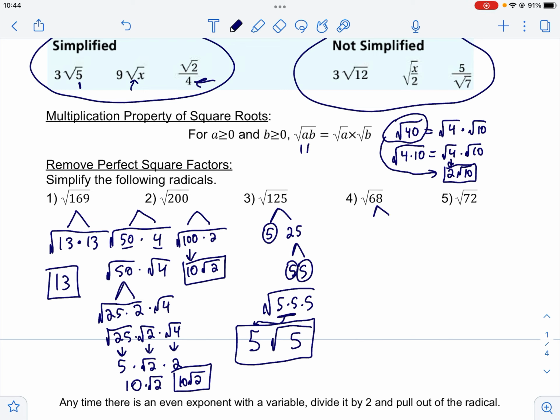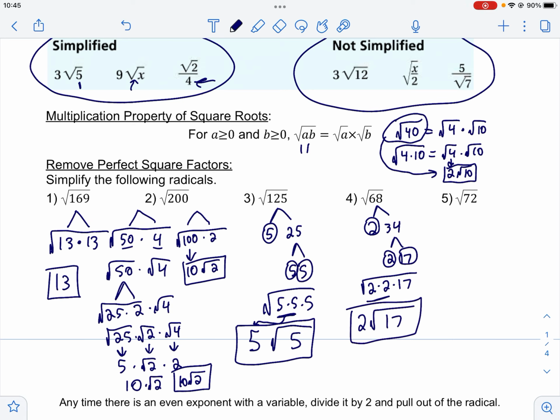That's an especially helpful strategy if you can't think of perfect squares, or if you have numbers that aren't easy to think about. So for example, with 68, we could always take 2 out of an even number, 2 times 34. We can always take 2 out of an even number, 2 times 17. So even if you didn't know at the beginning that 4 times 17 gets you to 68, you could figure out this is the square root of 2 times 2 times 17. This pair of 2s becomes just 2 on the outside, so our final answer is 2 square root of 17.